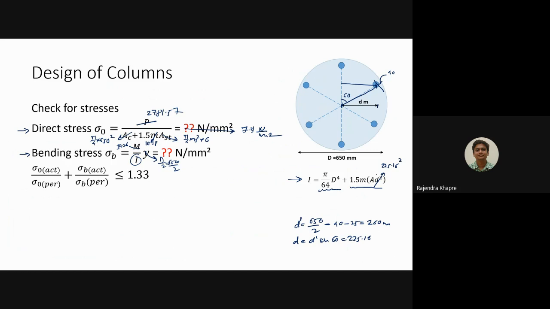225.16 is k a square, and the area of one bar is nothing but pi by 4 into 25 square. Okay, and this diameter is basically 650 mm. So you just calculate moment of inertia. Give me the value please.